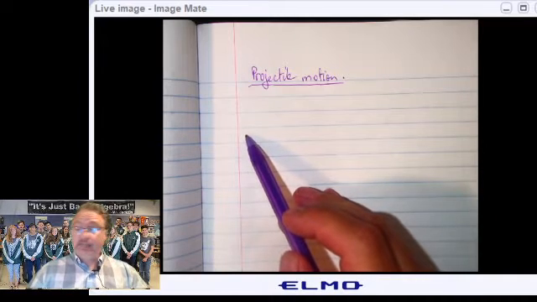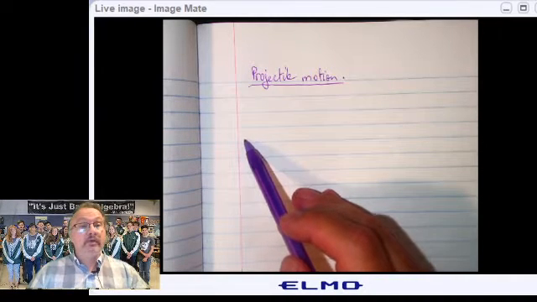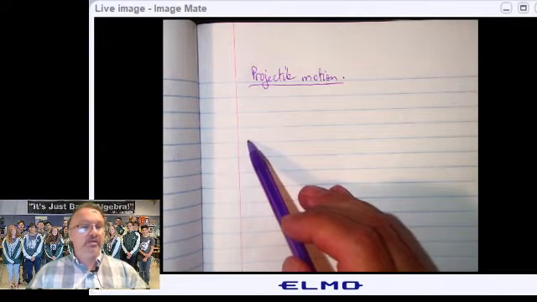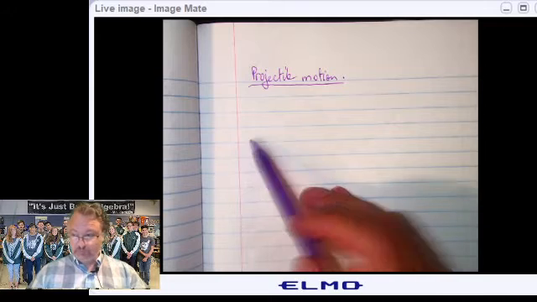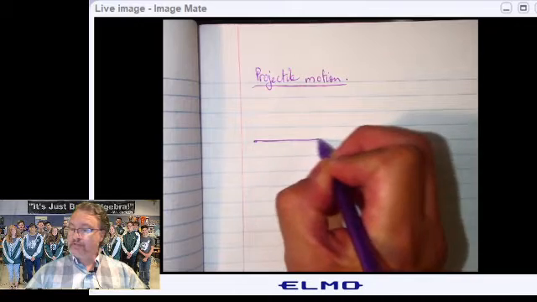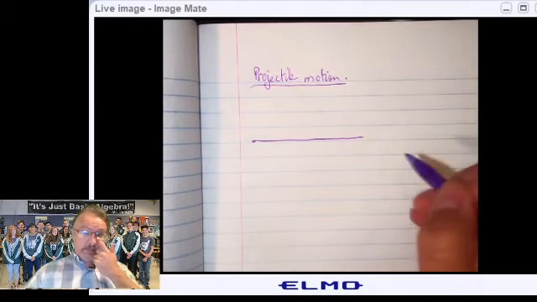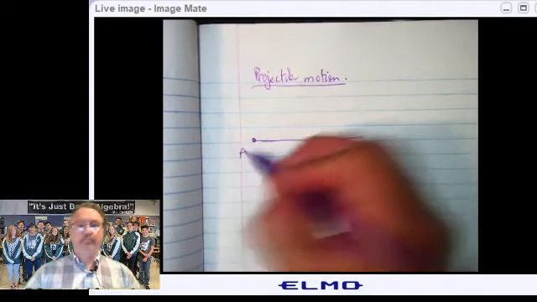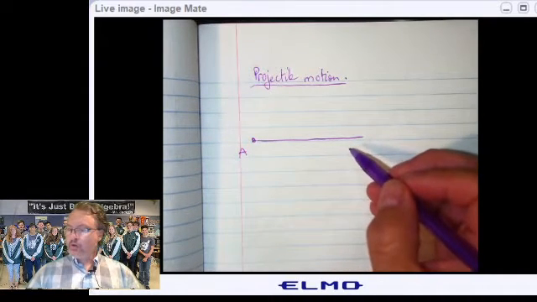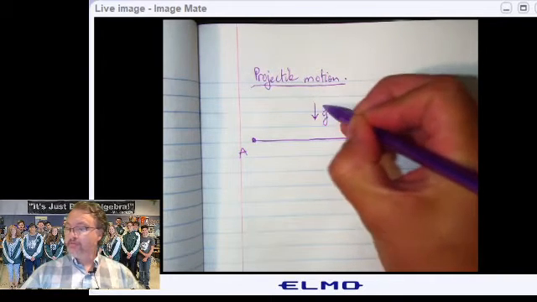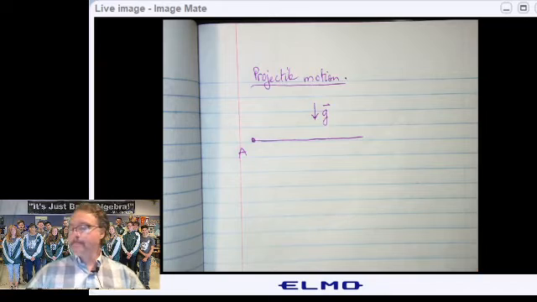It's the physics of throwing an object which once thrown is just subjected to gravity. Okay, so if we have a flat ground right here, an object is going to be thrown from point A, and it's going to be subjected to gravity. I'm going to draw the gravity vector right here. Okay, I'm drawing it up and down.